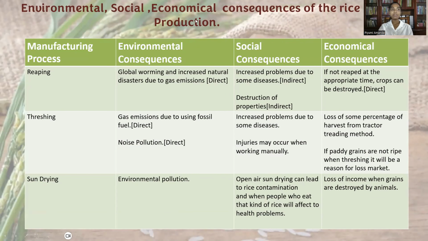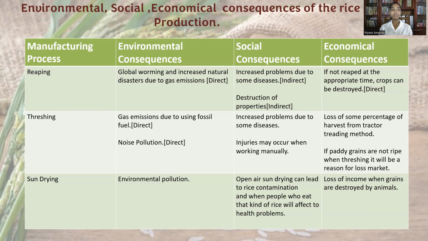I'm going to explain the environmental, social, and economic consequences of each step of the manufacturing process of rice production. The first step is reaping. In the reaping step, we can get as environmental consequences global warming and increased natural disasters due to gas emissions like CO2. Increased problems due to some diseases like dengue and destruction of properties can be taken as social consequences. Crops can be destroyed when not reaped at the appropriate time, which can be taken as economic consequences.